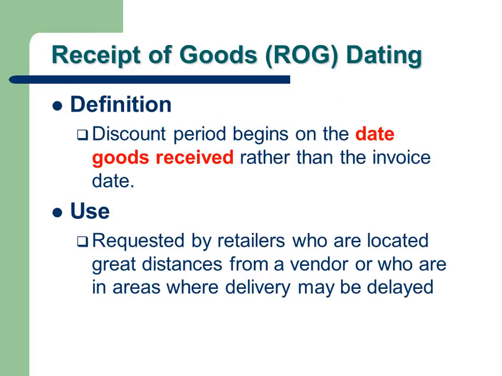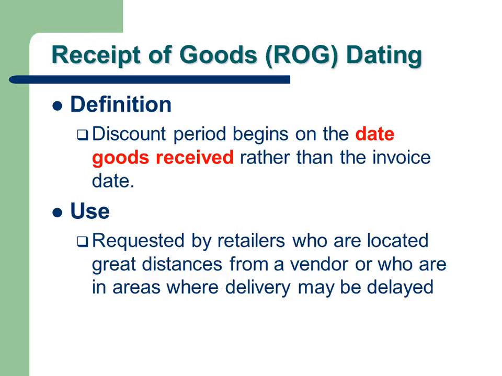All right, so far we've taken a look at the COD term, regular term, the extra dating term and the EOM dating term, right? The fifth dating term we're going to learn is the receipt of goods dating, which is called ROG in abbreviation. The ROG dating term is very different from the other dating terms in that the other dating terms use the invoice date to calculate the cash discount, right? Whereas the ROG dating term doesn't care about the invoice date, but the discount period begins on the date the merchandise is actually received, the goods are received.